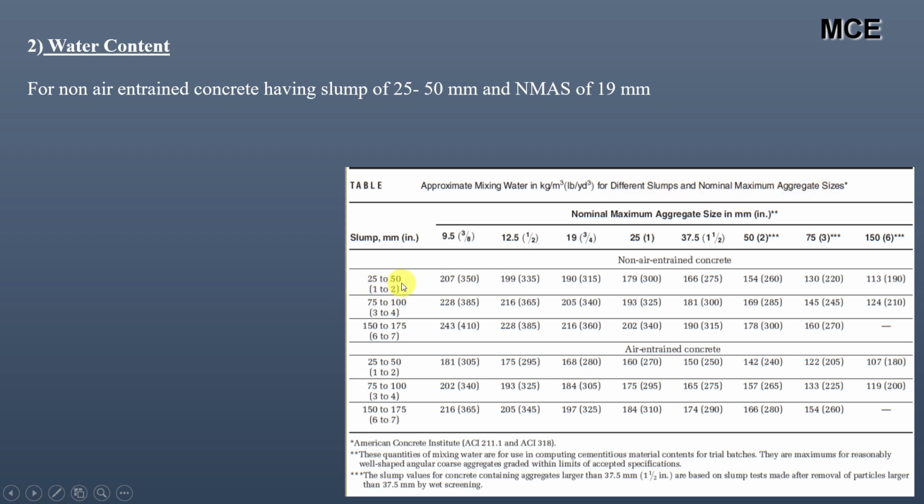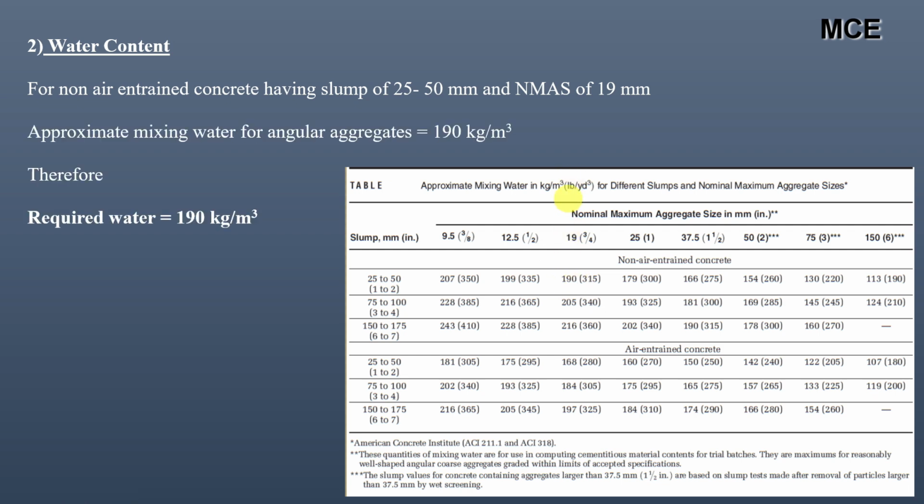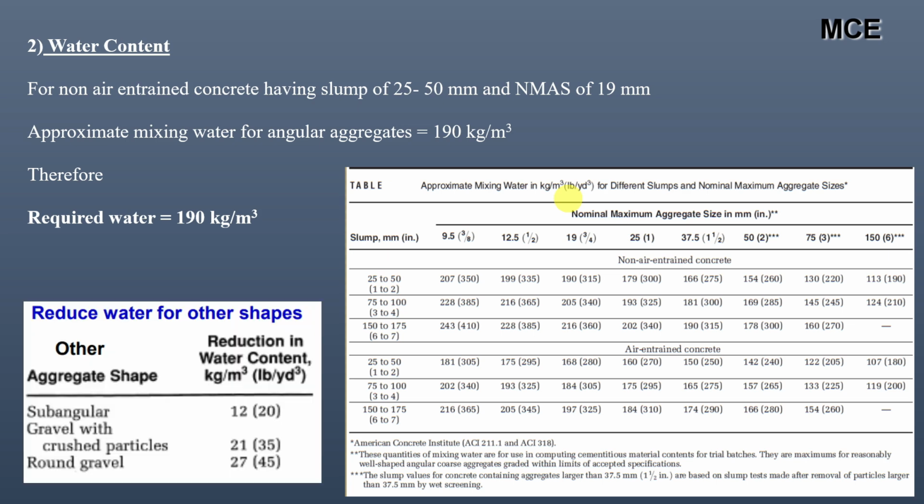Our slump is 25 to 50 mm and nominal maximum aggregate size is 19 mm. So it means the approximate mixing water for our concrete is 190 kg per meter cube. Okay, so required water is 190 kg per meter cube. This table is for the angular aggregates. If you have other types of aggregate shapes such as subangular, gravel or round gravel, you have to reduce the water content accordingly. Okay, you can see this table when aggregate shape is different than angular. Since our aggregate shape is angular, so we don't have to reduce the water content.